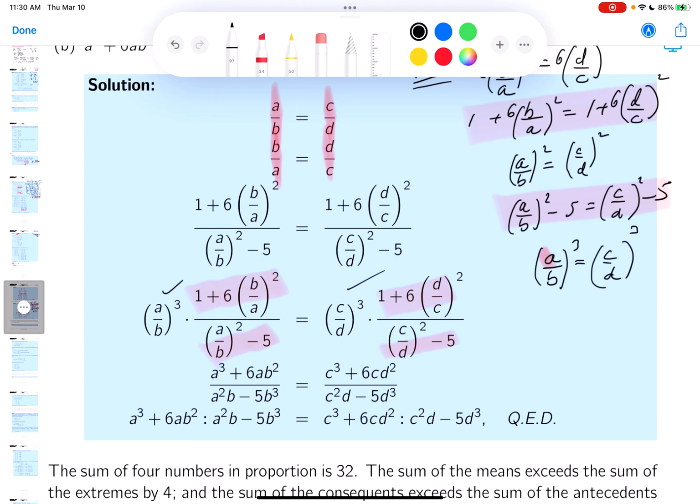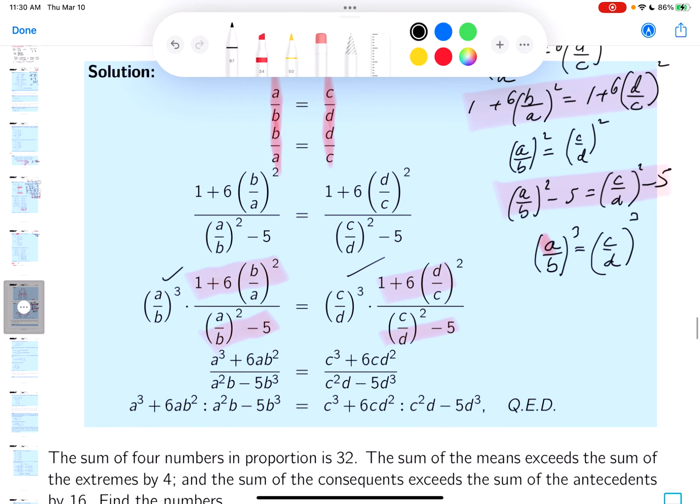I misspoke there. Let me clarify that again. I'm multiplying the top by a cubed, the bottom by b cubed. Sorry about that. So let's go through this one step at a time. A cubed, 6, 2 factors of a, 3 factors of a, 1 factor, and a b squared. On bottom, you're multiplying by b cubed. So it's going to be a squared b minus 5b cubed.